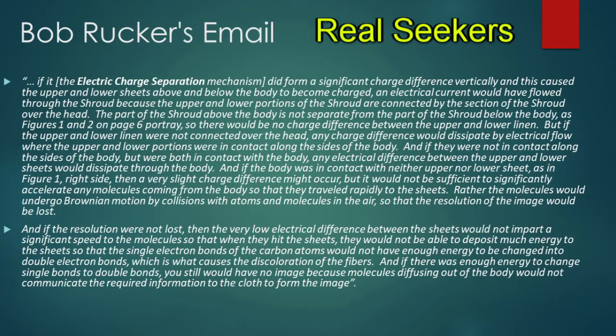And if there was enough energy, again granting the Shroud skeptics another physically impossible miracle for their so-called naturalistic mechanism to work, even if there was enough energy to change single bonds to double bonds, which there wouldn't be, scientifically or physically speaking, according to the laws of physics, you would still not get high resolution images. In fact, you would get no images at all, because the molecules diffusing out of the body wouldn't be able to communicate the required information to the cloth to form the image. They would still be moving too slowly and be affected by Brownian motion, to the point where even if they made it to the cloth and were able to discolor it to some effect, they wouldn't be able to communicate the information to create body images, let alone highly resolved body images. So this is just an utter, utter failure.